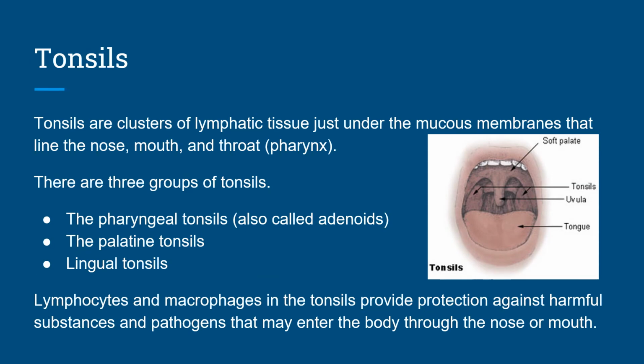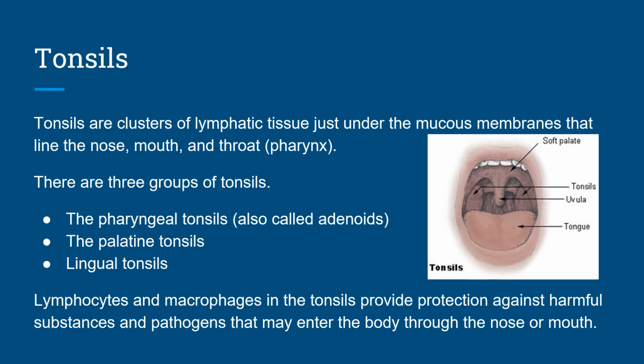Tonsils are clusters of lymphatic tissue just under the mucous membranes that line the nose, the mouth, and the throat. There are three groups of tonsils. The pharyngeal tonsils are located near the opening of the nasal cavity into the pharynx. When these tonsils become enlarged, they may interfere with breathing and they are called adenoids.